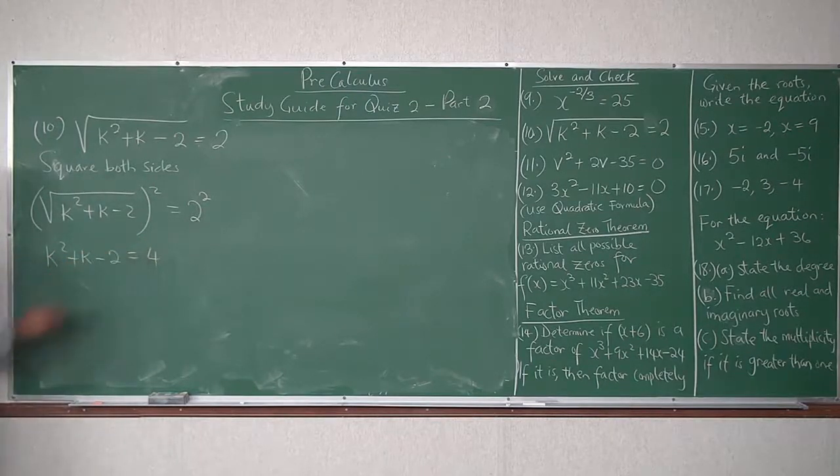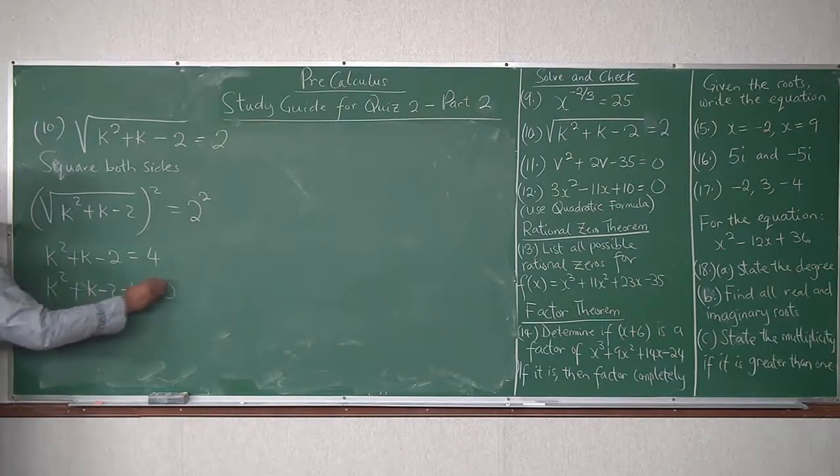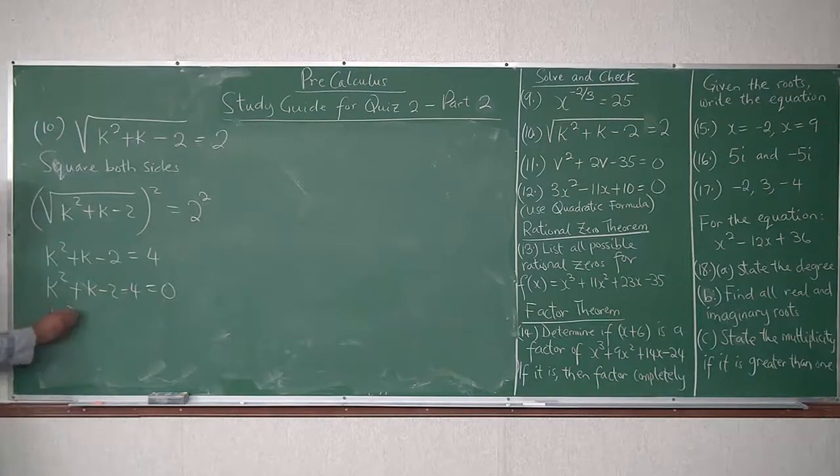Bring this 4 over, so you have a quadratic equation: k squared plus k minus 2 minus 4 equal to 0. You have k squared plus k minus 6 equal to 0. And you now factor.